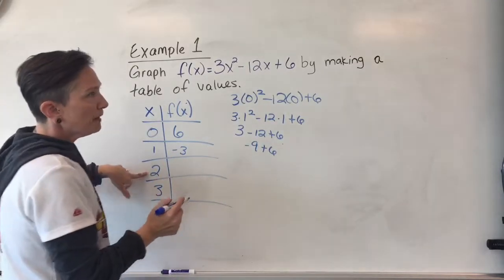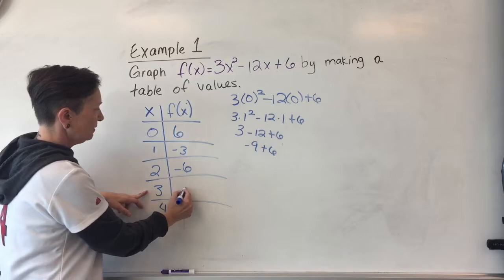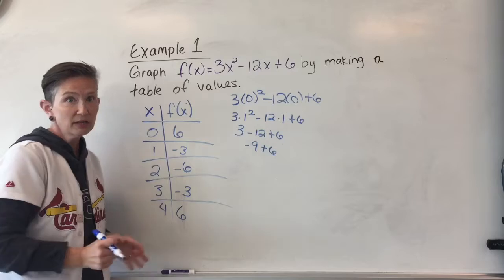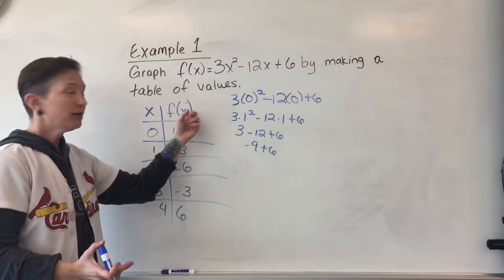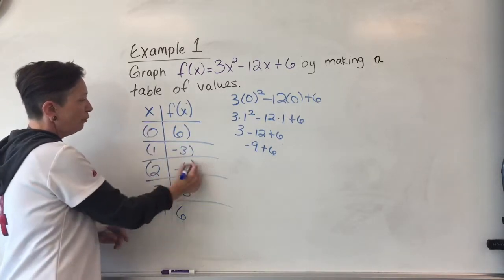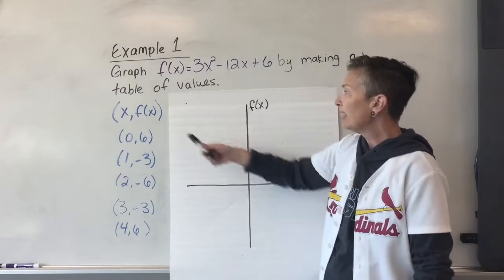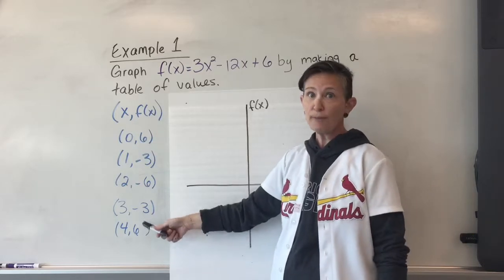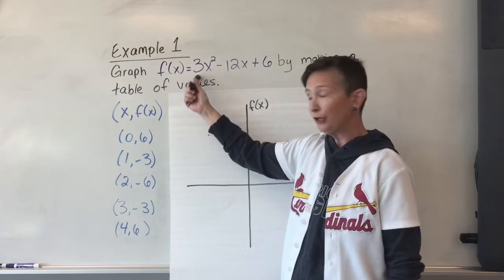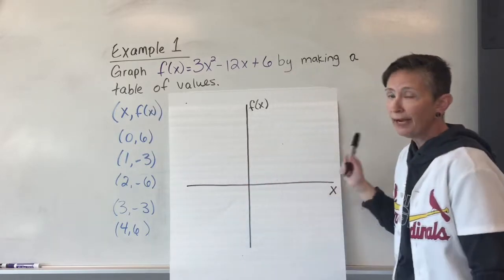For 2, I'm going to get a value of negative 6. For 3, I'm going to get a value of negative 3. And then lastly, when I put 4 in, I get a value of 6. To save some time, I'm not going to show you all of those calculations, but these are the actual coordinates that we want to now plot on a coordinate plane. I picked my x value, plugged it into my function, and got my f of x value. So now I'm going to plot these points on my graph.